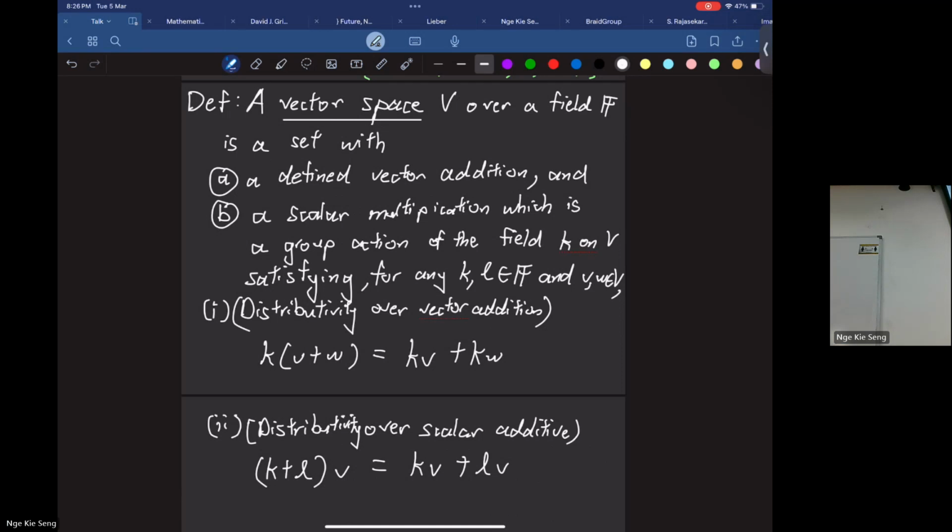Has anyone seen another definition of vector space? Did you see a definition of vector space in any courses you took? Linear algebra, what have you seen?